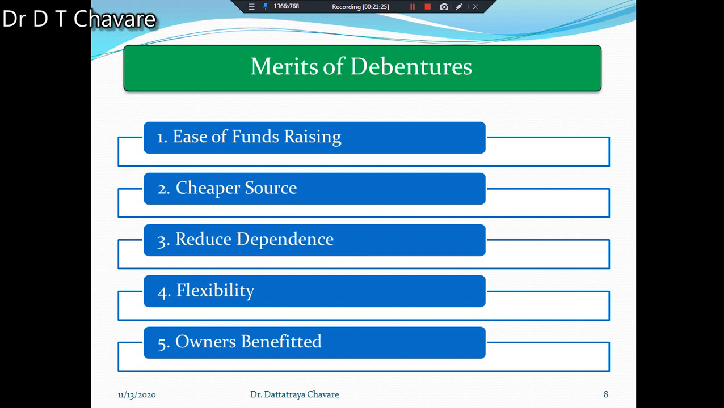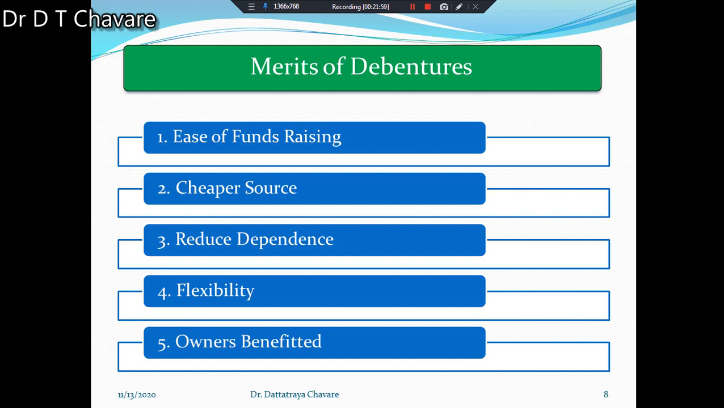What are the merits? The first merit is ease of funds raising. It means that it is easier to raise sufficient funds by means of debenture issues. It is possible to tap the resources of people of a conservative nature who desire to get fixed income without much risk. It means that with the help of debentures, it is easy to raise the fund, and this is the first merit of debentures.